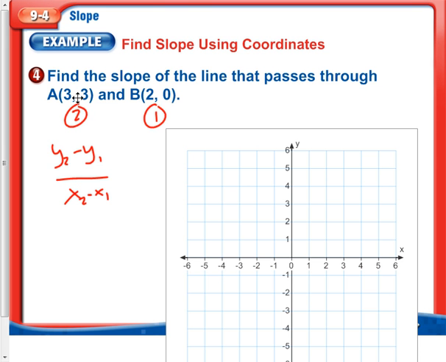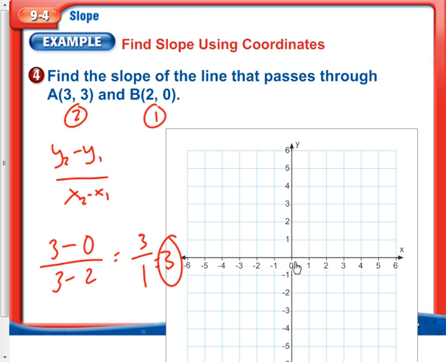Well, this is point 2, this is my y, so I'm going to do 3 minus, now this is my y over here, 0. And then x2 is 3, and x1 is 2. Now when I work that out, I get 3 over 1, which is just plain 3. So my slope is going to be 3.